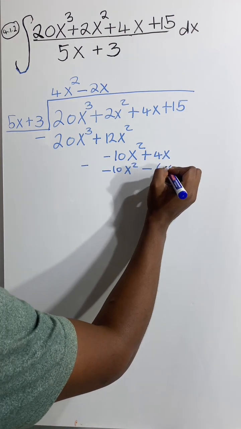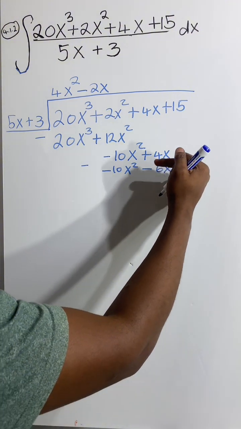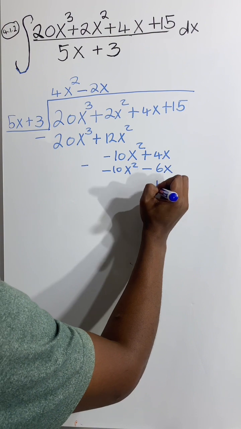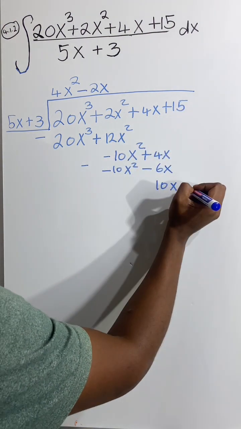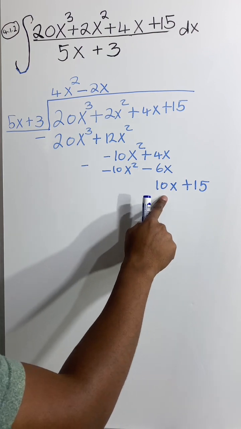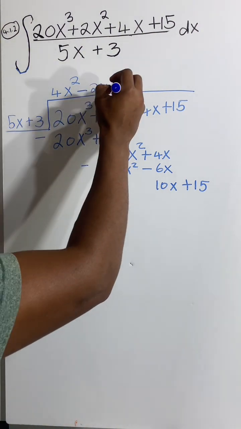4x, this is negative 6x. 4x minus 6x is equal to 10x. We bring down that 15. 10x divided by 5x is equal to 2.